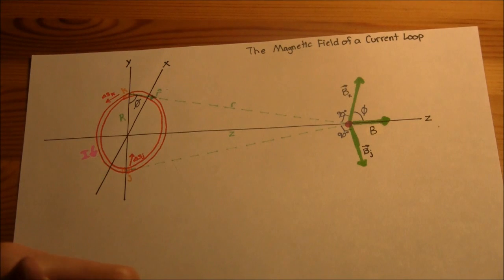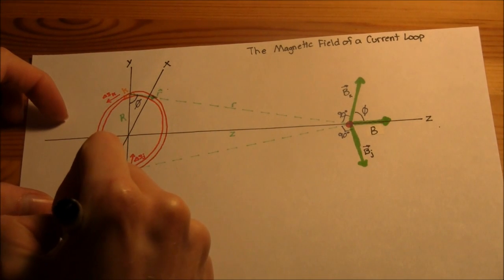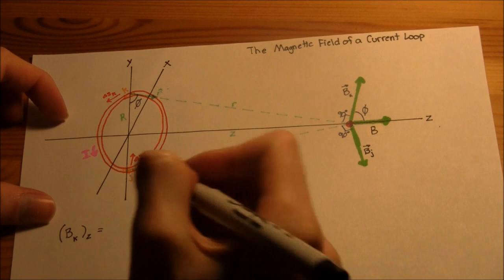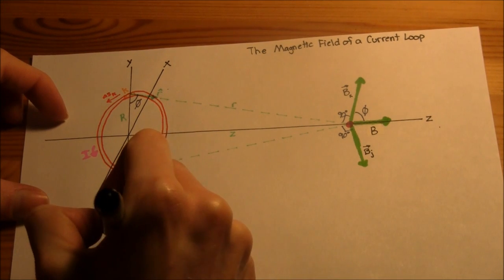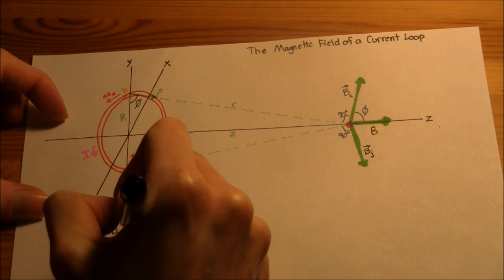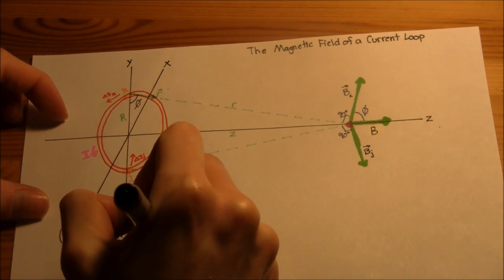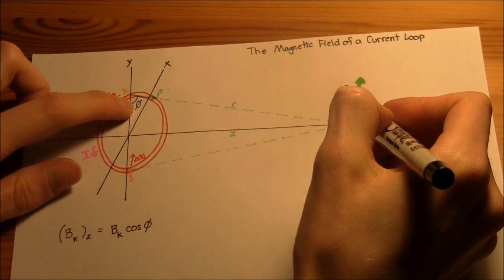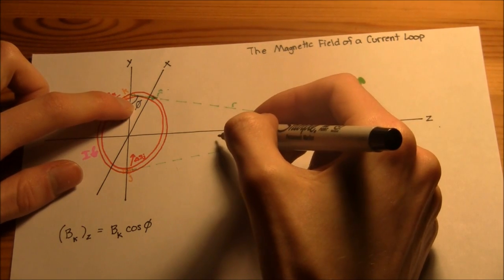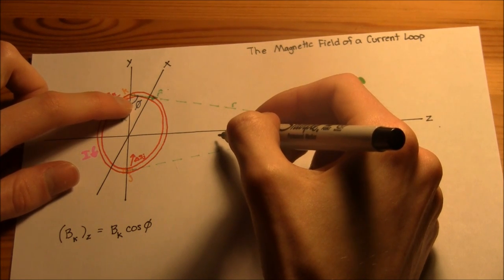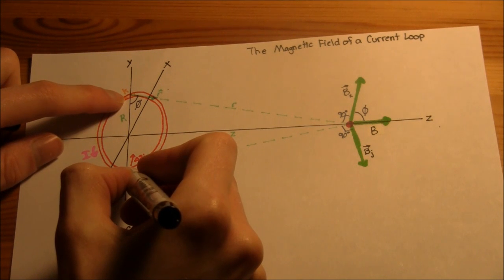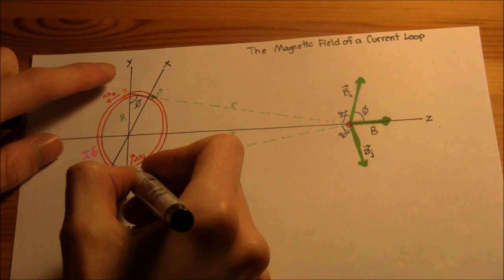So we know that the magnetic field in the z direction is equal to the magnetic field, excuse me, times cosine phi, which is this angle here, which is the same as here. So we are taking only the z component of the magnetic field that we are evaluating from these two opposite parts of the current loop, K and J.